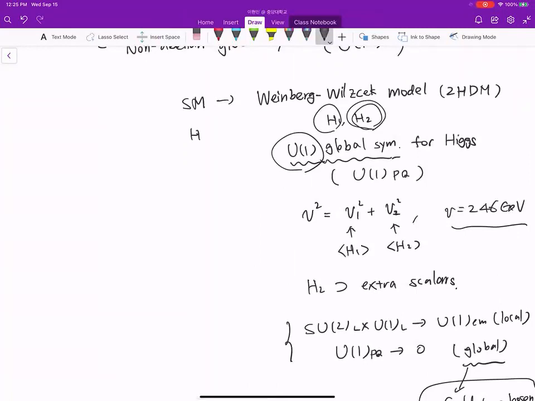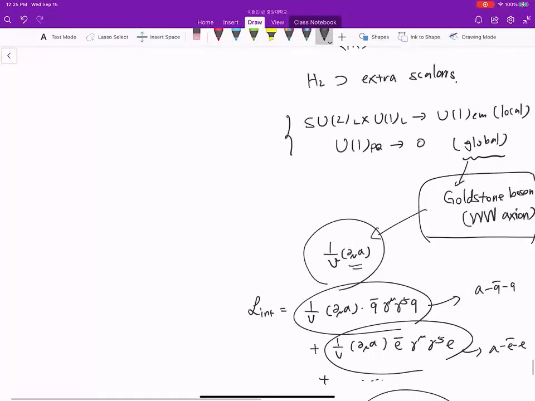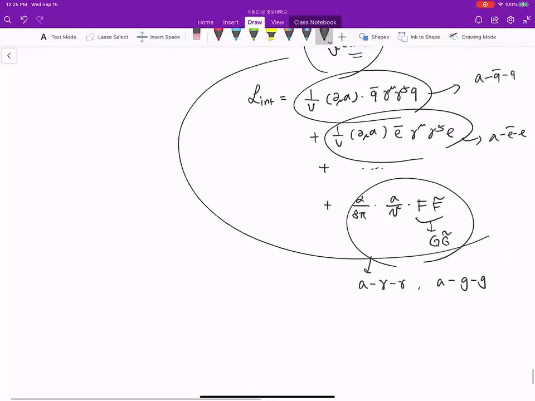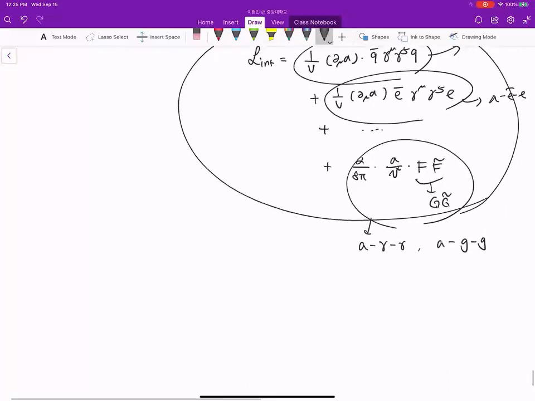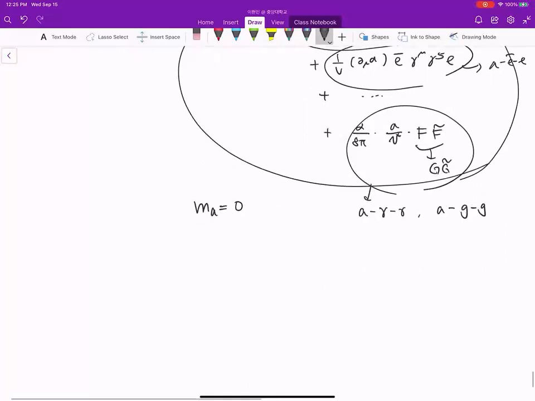It doesn't have to be the second Higgs doublet. If we have an interaction to any of the Higgs doublets, then you will induce all these interactions. But the point is that this axion is massless. Of course, this is massless at the classical level.